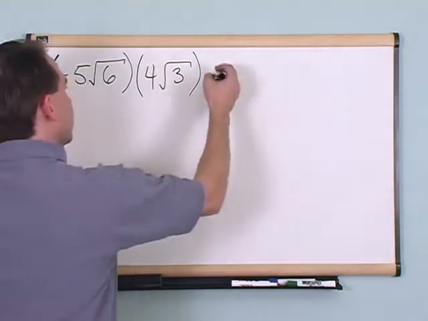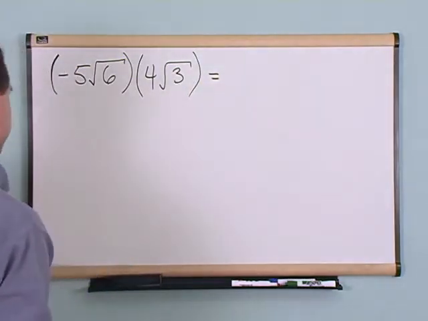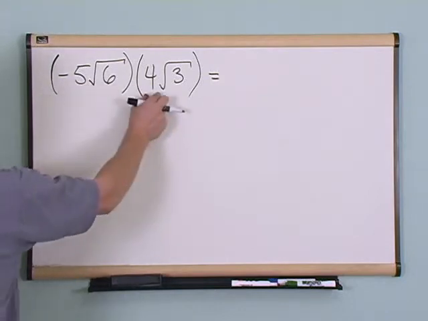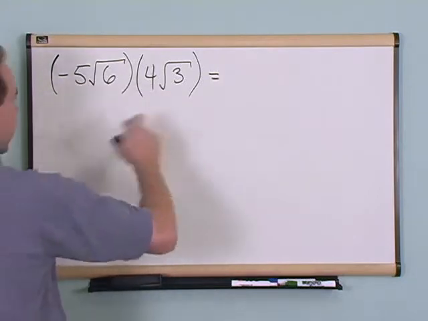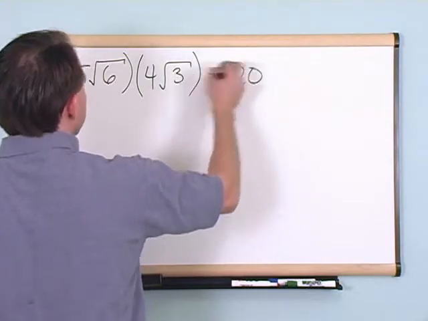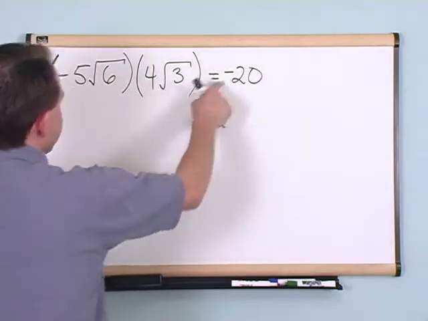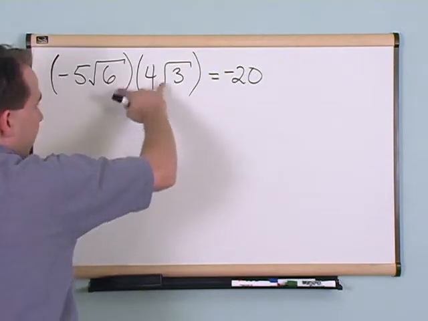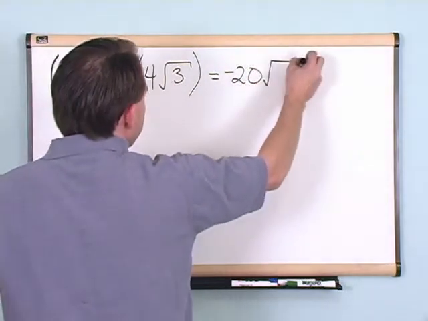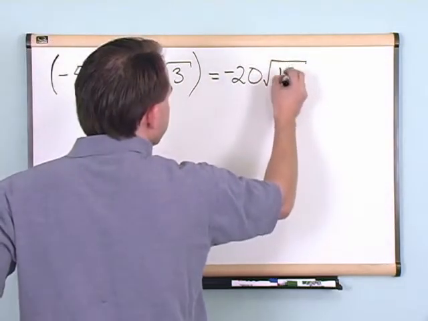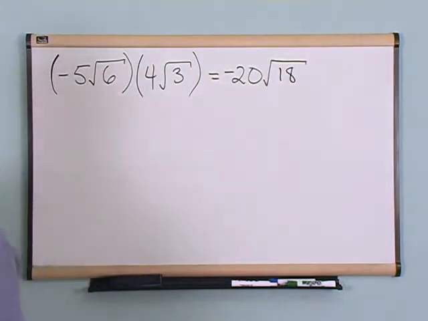Okay? What you do here is you treat each thing individually. You have a negative 5 and a 4. You multiply those things together. It's negative 20. 5 times 4 is 20. Negative times positive gives me negative. And then separately, I multiply the radicals. So I write my radical down, and I multiply the inside. 6 times 3 is 18. And that's what stays under the radical.